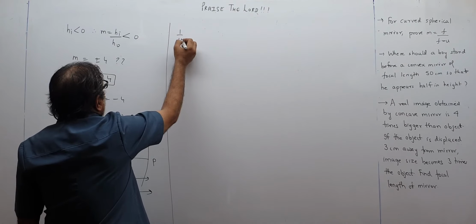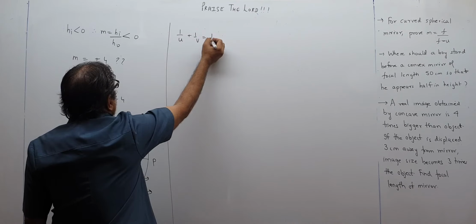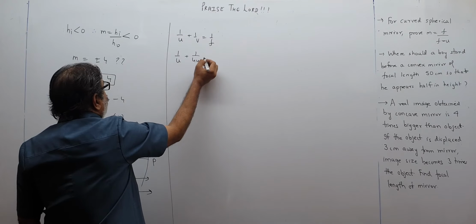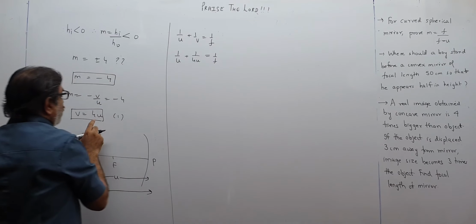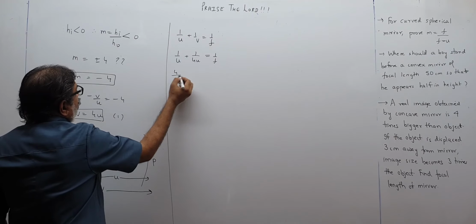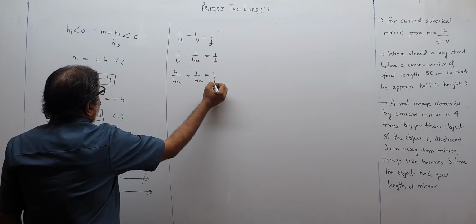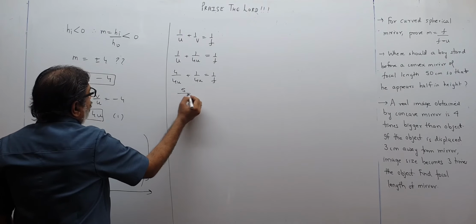Anyway, V equal to 4U we got. 1 upon U plus 1 upon V equal to 1 upon F. So 1 upon U plus 1 upon 4U will be 1 upon F. V is 4U. So 4 upon 4U plus 1 upon 4U is 1 upon F. 4 plus 1, 5.